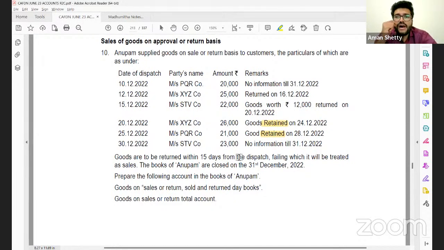What have you done till here? Last one. What should we write in the date column, sir? There only, the same date, 28 December 22. The first date column will be the date of dispatch. The second date column is the date of return or date of sale. Okay, sir. 28 December 22. Next one. 30th December 22.